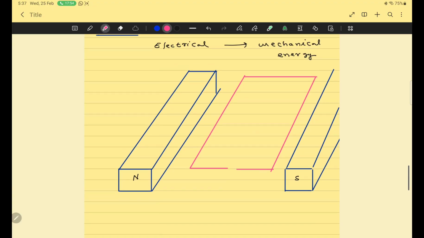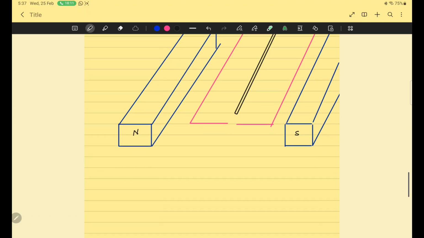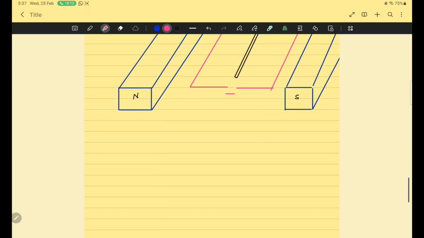And this coil of wire is supported on a rod, and this rod is known as the axle. Axle is a supporting rod. And on this rod, the coil is supported. Then you know there are two ends of the coil.